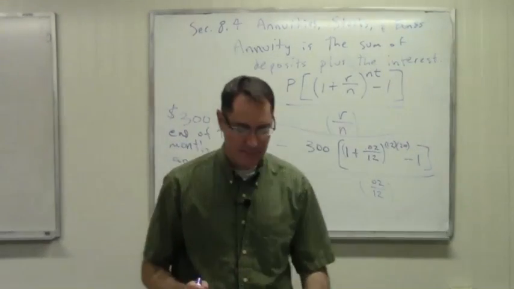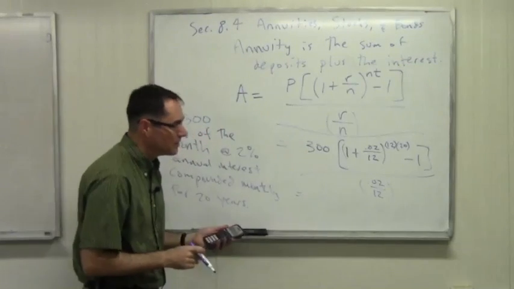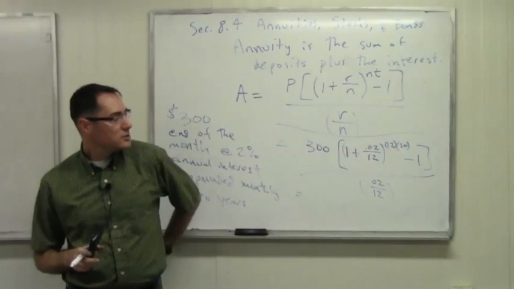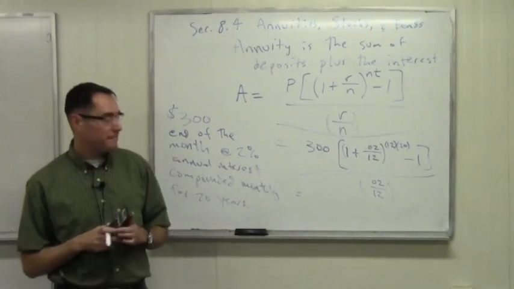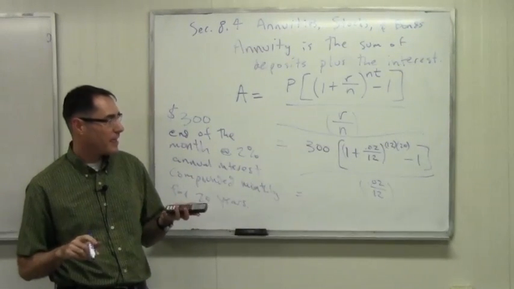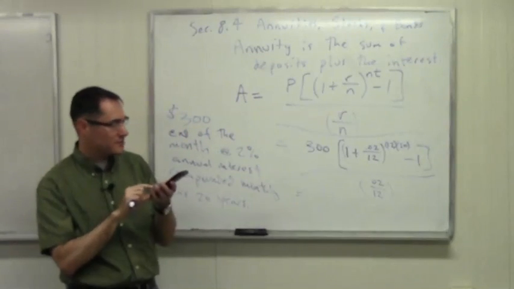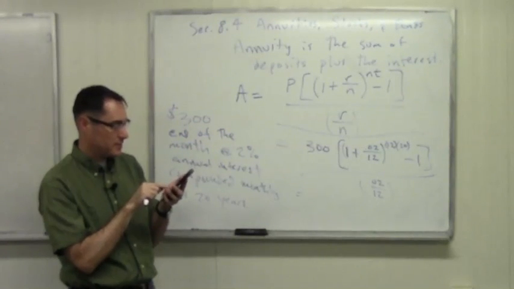I would do this one piece by piece. I don't even think I'd trust myself to do it all at once. Okay? 0.02 because it's 2%. Okay. All right. Okay, I'll start to do this, and then we'll get an answer. 300 times.